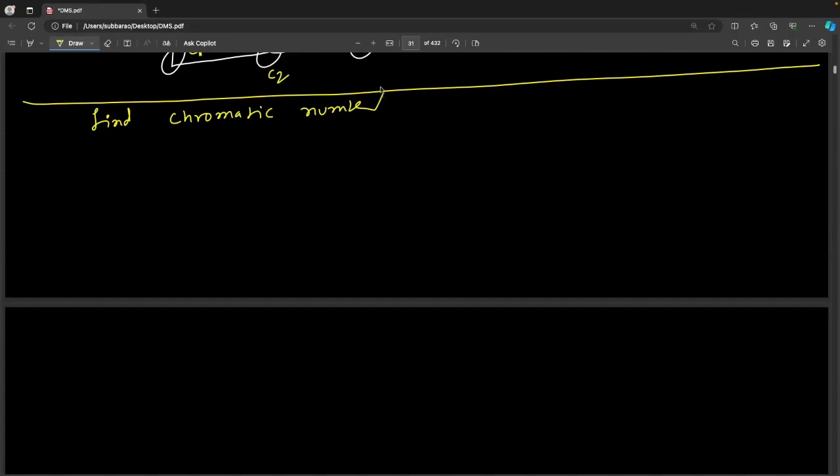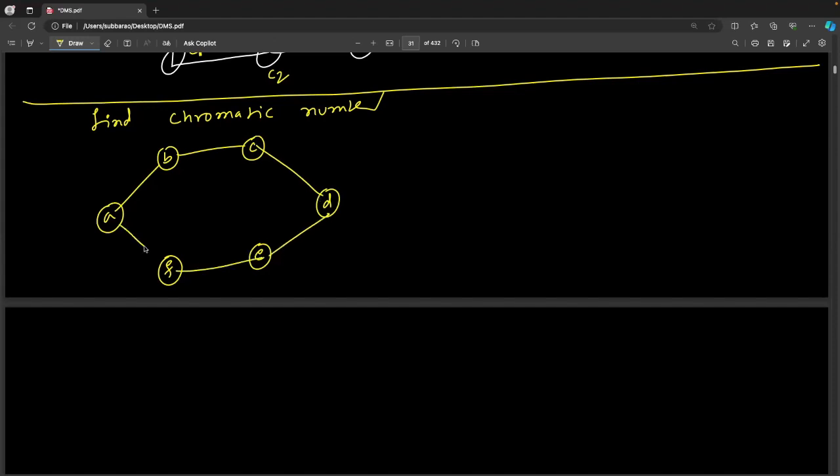Find chromatic number. Try. A, B, C, D, E, and F. All outside people connect. Inside there is a G.